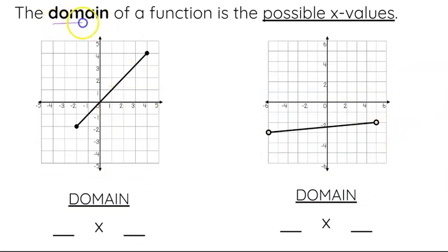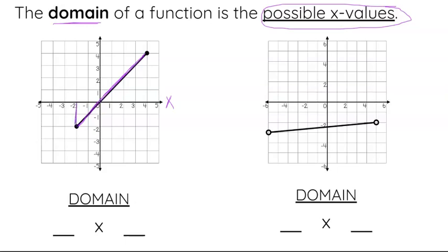Now the domain of a function is the possible x values, so the values we can put in for x. Domain of a function we are going to write as an inequality statement. So if we look here, we have our domain of this piece of our graph. For x values, we're going to look at our horizontal axis, our x-axis, and see what numbers we line up with.